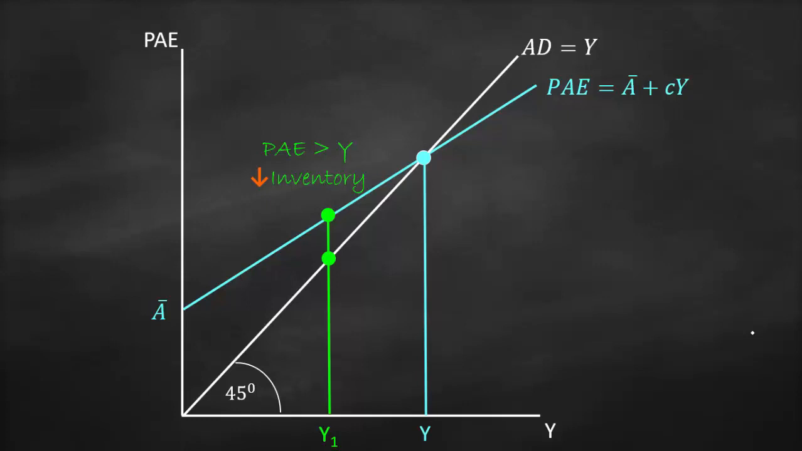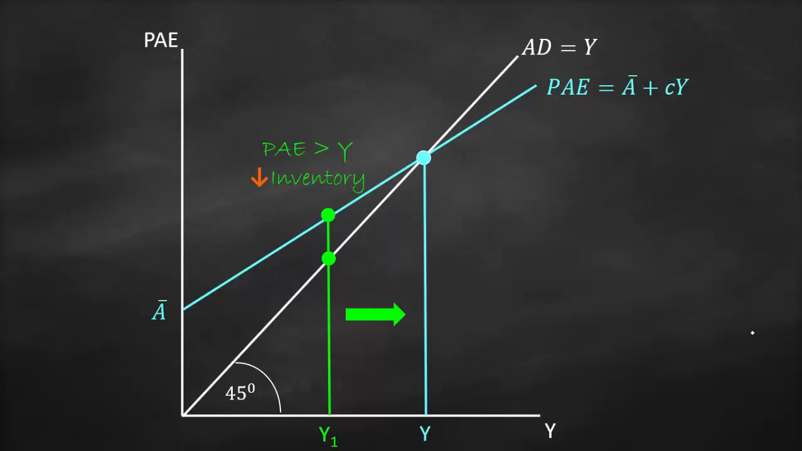So what will happen to our existing inventory? Our inventory will go down. If inventory goes down, do we have a motive to increase production or decrease production? Increase production. Therefore, we will keep increasing our output till we reach our equilibrium point.